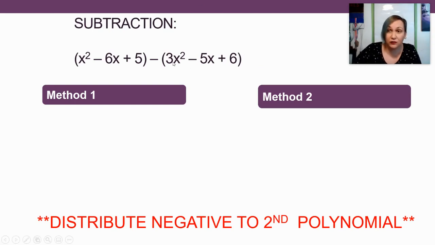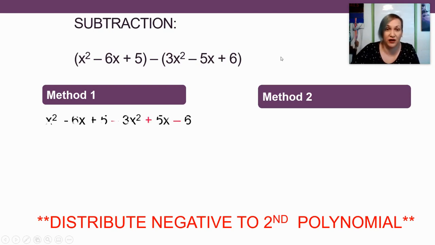So the 3x squared can change to a minus 3x squared. The minus 5x is going to change to a plus 5x, and then the plus 6 changes to a minus 6. So notice that I even wrote it in red to make a really, really big deal about this. We changed the sign of everything in the second parentheses. And guys, that's the only thing that's different about adding and subtracting. In subtracting, you have to distribute the negative sign, and then it basically becomes an adding problem.